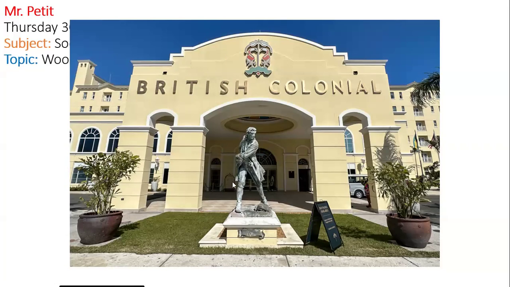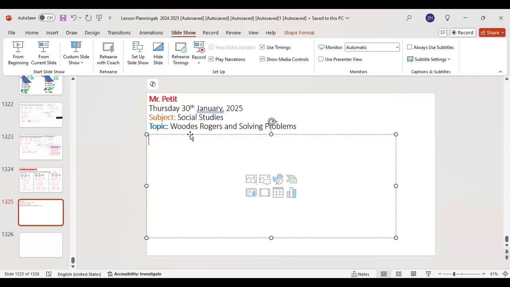So who is this right here? Woodes Rogers. And he was the first what? Royal governor, the first royal governor of the Bahamas. And he was under a proprietary government or Crown Colony government? Crown Colony government. And Crown Colony government by definition is what?